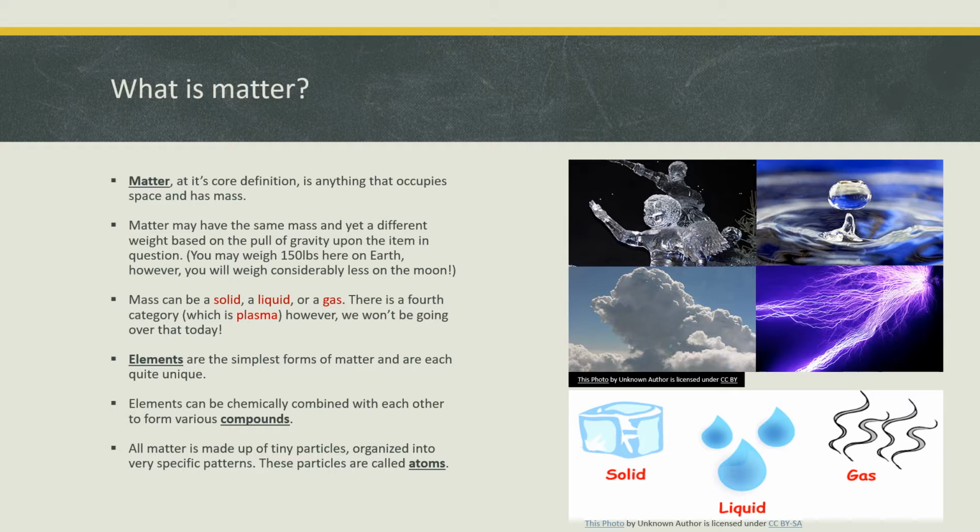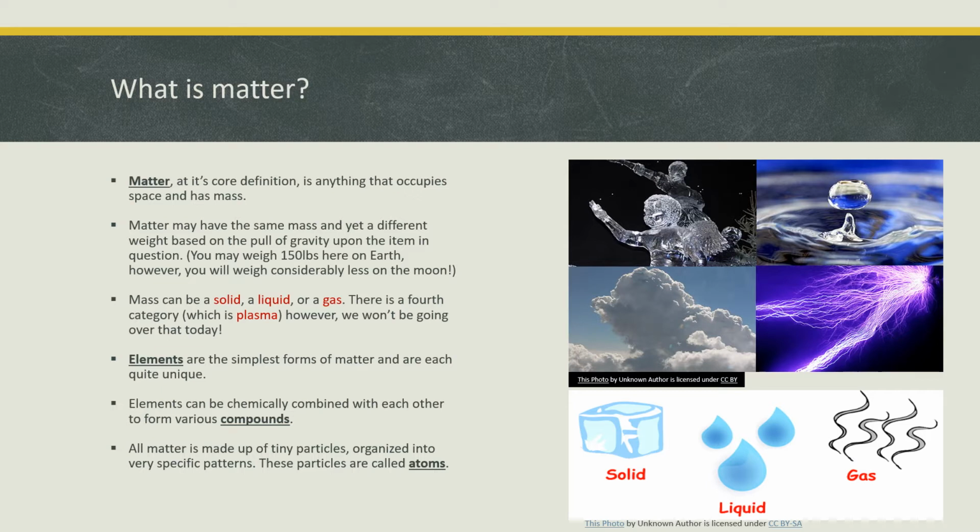Matter may have the same mass and yet a different weight based on the pull of gravity upon the item in question. You may weigh 150 pounds here on Earth, however, you will weigh considerably less on the moon. Matter can be a solid, a liquid, or a gas. There is a fourth category, which is plasma. However, we won't be going over that today.